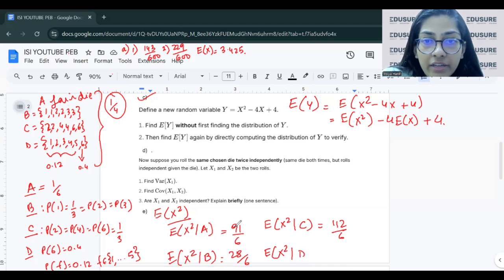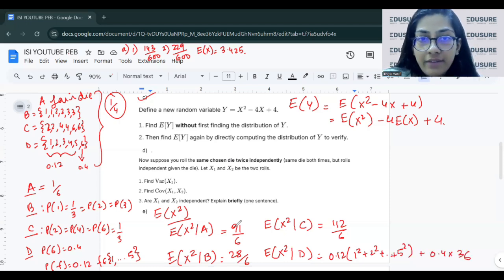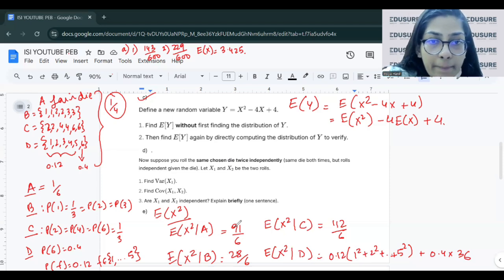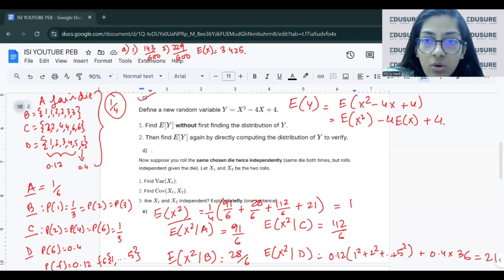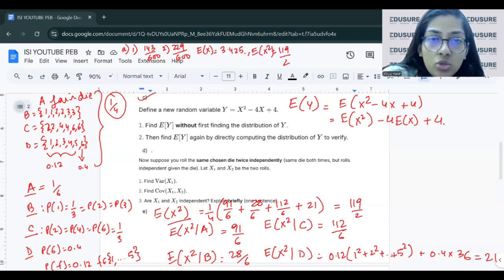And similarly expectation of x square given d is going to come to be, अब इसमें भी weighted होगा तो it will be 0.12 into 1 square plus 2 square till 5 square plus 0.4 into 6 square which is 36. इसका वैल्यू आ रहा है let me see, this value is coming to be 21, okay? तो फाइनली एक्सपेक्टेशन के लिए we have to do 1/4 into each of these expectations. So this will be 91/6 plus 28/6 plus 112/6 plus 21, ओके एंड फाइनली आपको आंसर मिलेगा 119/2. ओके सो एक्सपेक्टेशन ऑफ x स्क्वायर इज इक्वल टू 119/2.